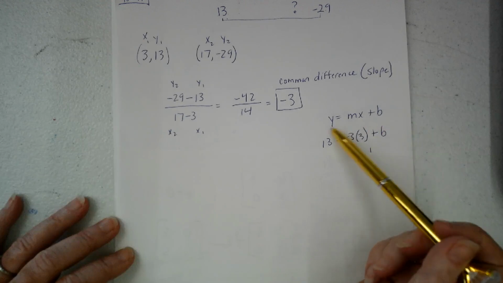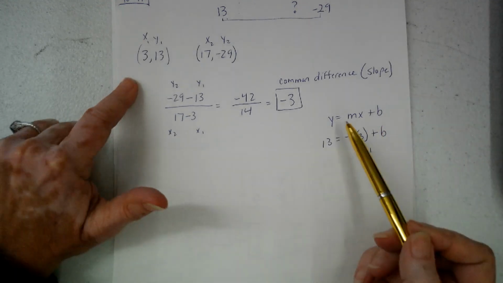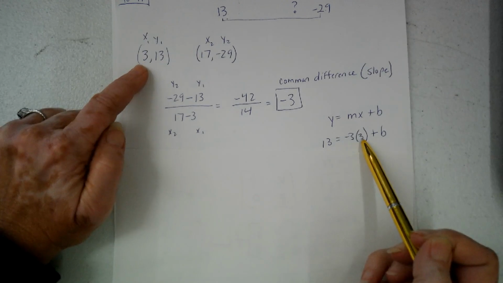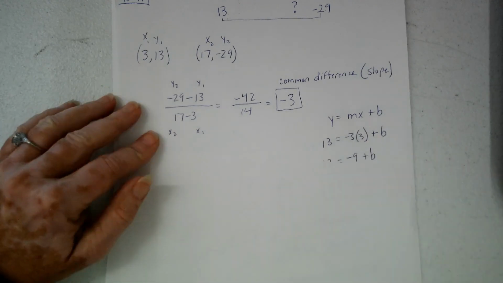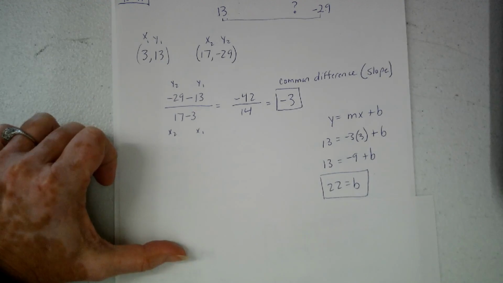And then I just used y equals mx plus b. I used one of my ordered pairs, 13 for y and 3 for x, and solved for b. I got that b was 22.